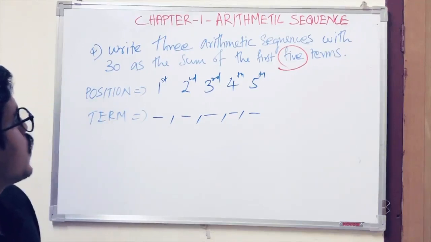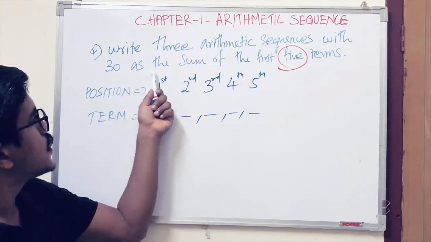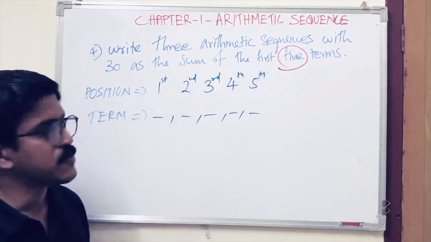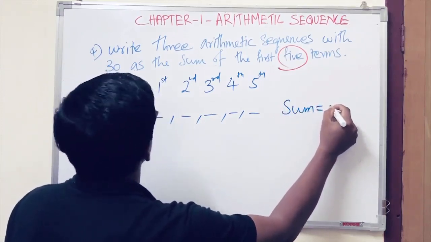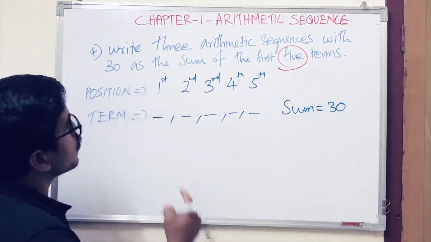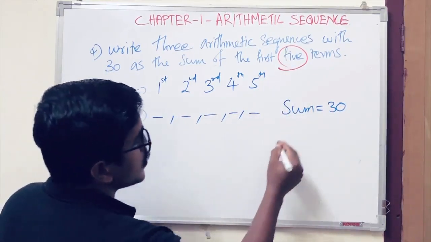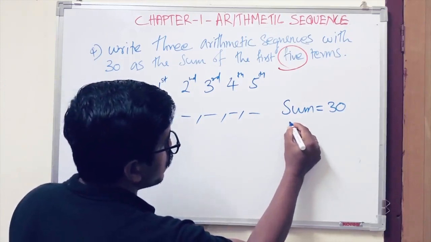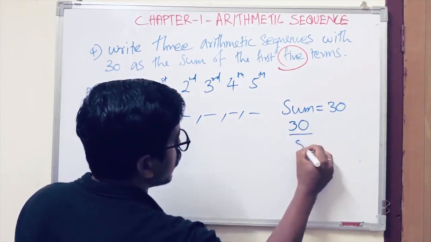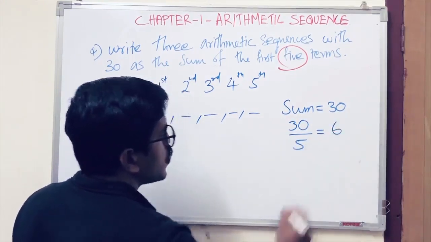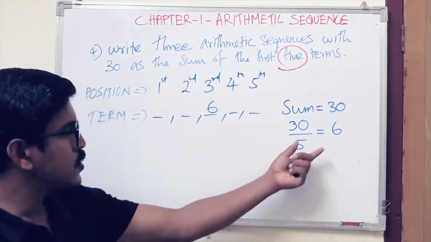Let us consider one problem here. You can see, 3 arithmetic sequences with 30 as the sum of the first 5 terms. That is, here it is given that the sum of 5 terms is 30 and the number of terms is 5, that is an odd number of terms. We already studied that the sum divided by the total number of terms is equal to 6, that is, 6 is the center number.